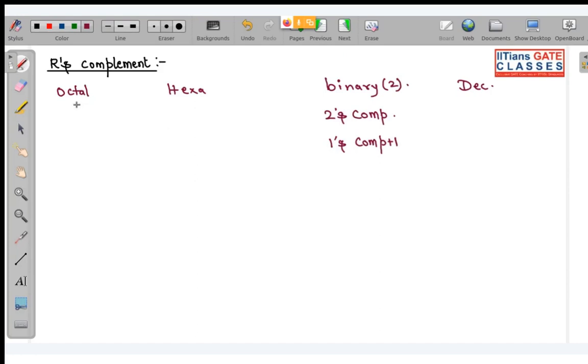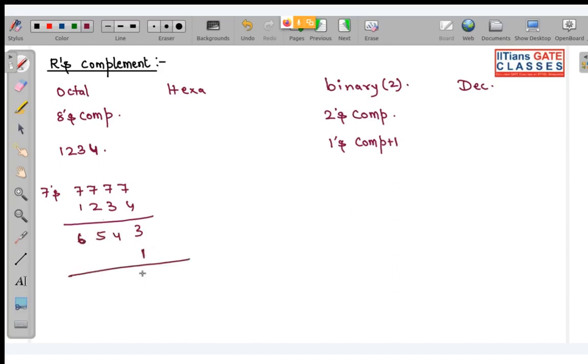Now suppose in an octal number I want to calculate the 8's complement of the number 1 2 3 4. So first calculate 7's complement. So 7's complement of 1 2 3 4 is what? 7 7 7 7 minus 1 2 3 4. Subtract it, so you will be getting 6 5 4 3. So this is 7's complement. To this add 1. So you will be getting 6 5 4 4. So this is your 8's complement of 1 2 3 4.